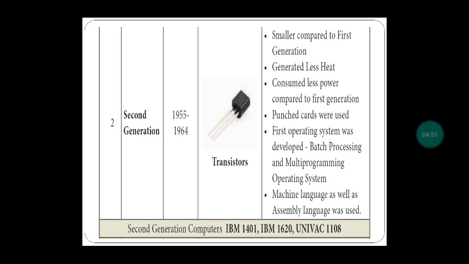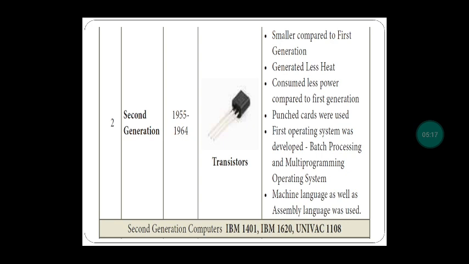We have already seen the chapters about the operating system. In this generation they used machine level languages and also assembly level languages. In the first generation they used only machine level language, but in the second generation they used machine level language and also assembly level languages. The examples for second generation computers are IBM 1401, IBM 1620 and UNIVAC 1108.